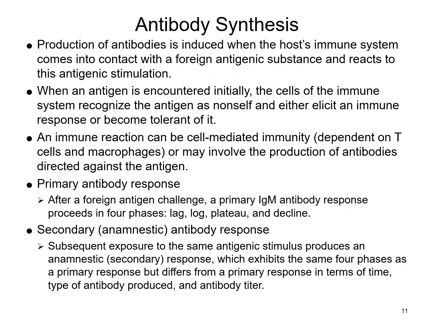When an antigen is initially encountered, the cells of the immune system will recognize the antigen as non-self, and then they will either elicit an immune response or they'll become tolerant of it. It just depends on the circumstances. So an immune reaction can take the form of cell-mediated immunity, and this is immunity dependent on T cells and macrophages, or it may involve the production of antibodies. These antibodies will be as a result of your B lymphocytes and your plasma cells, and they are directed against that specific antigen.